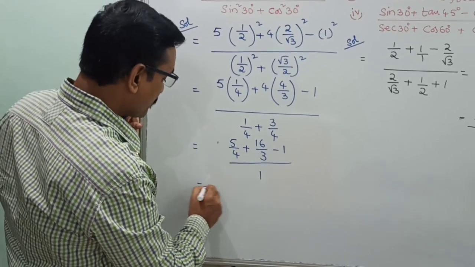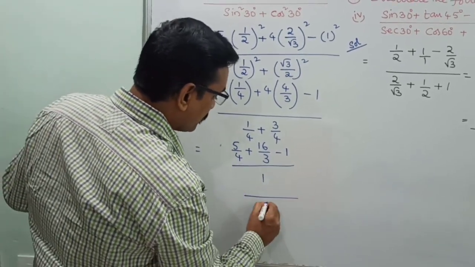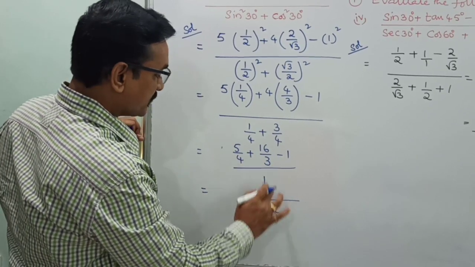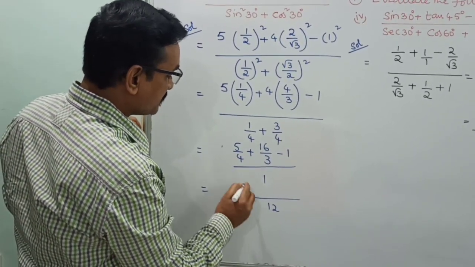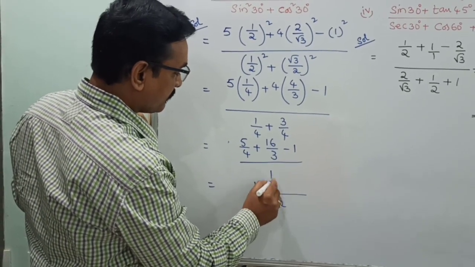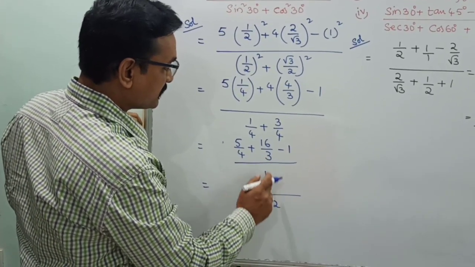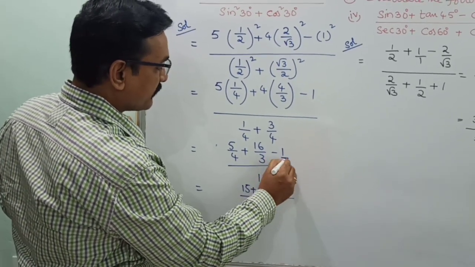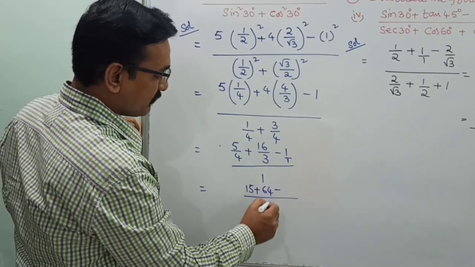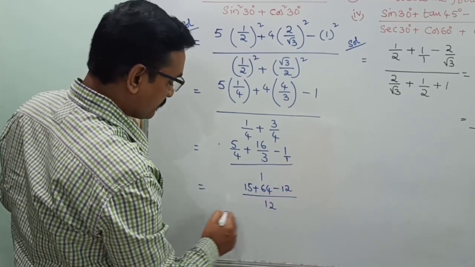So in the place of numerator now we can simplify. 12 is the LCM here. 4 3s are 12. Next 4 in 12 goes 3 times. 3 5s are 15 plus 3 in 12 goes 4 times. 16 4s are 64 minus, denominator nothing is mentioned, means 1. 1 in 12 goes 12 times.